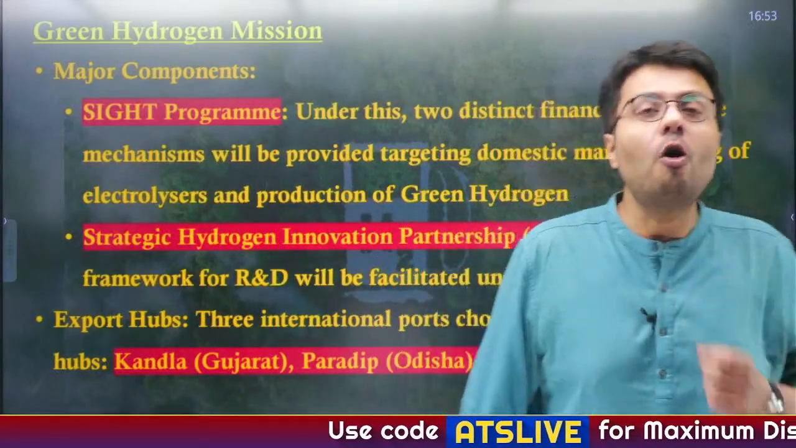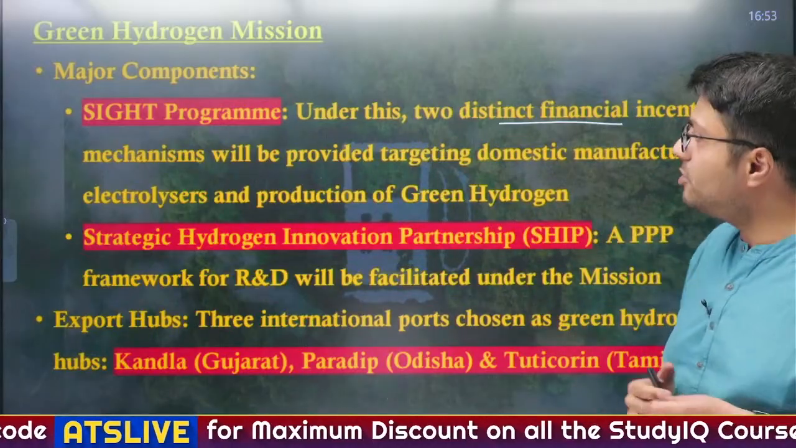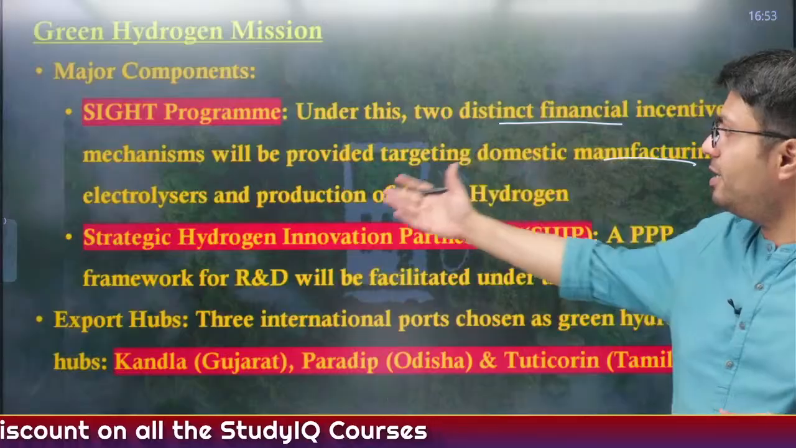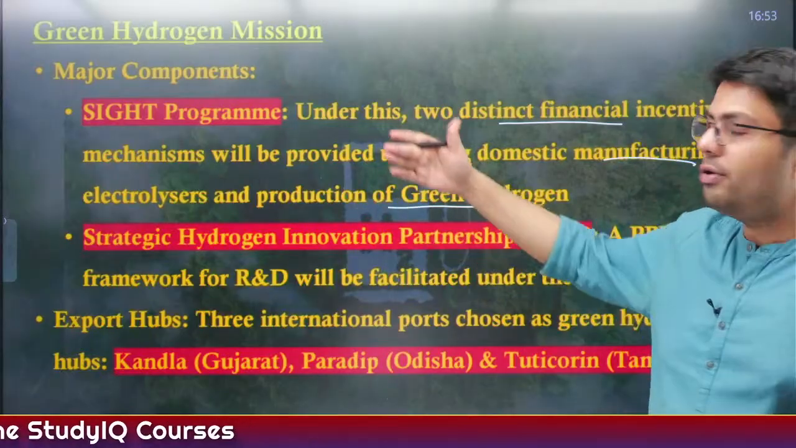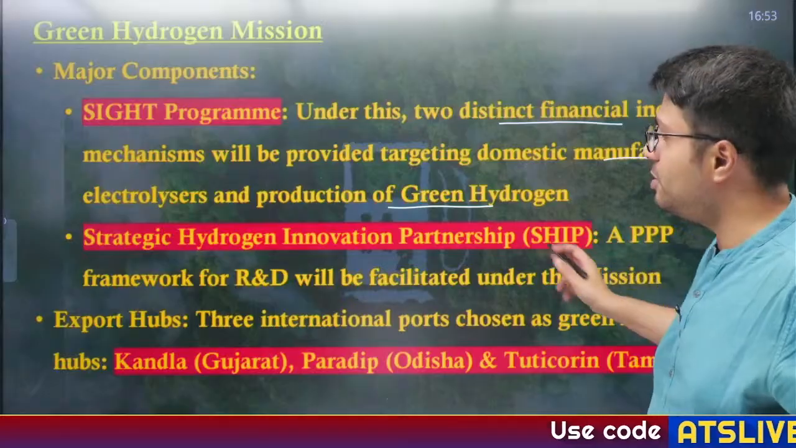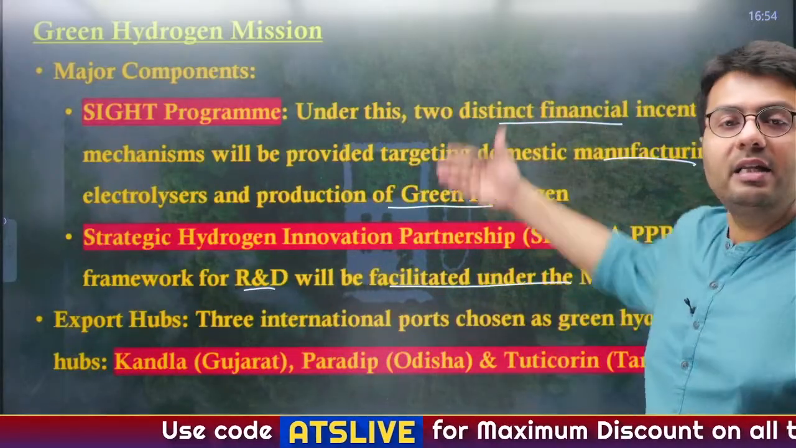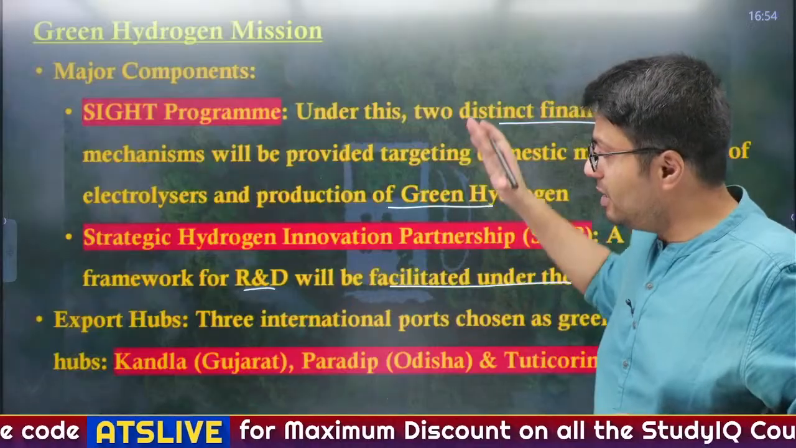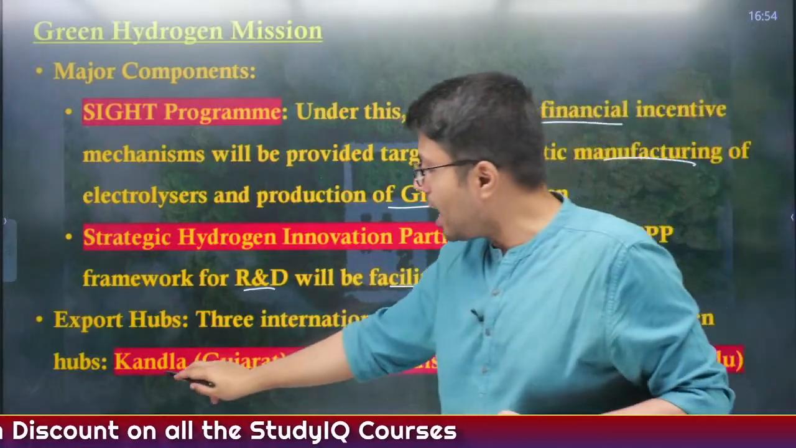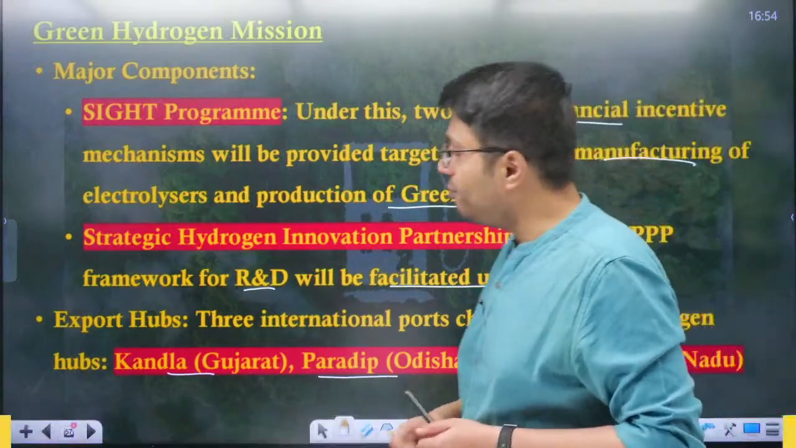Now, let's see the major components of the green hydrogen mission. First is the SIGHT program. Under this, two distinct financial incentive mechanisms will be provided targeting domestic manufacturing of electrolyzers and production of green hydrogen, whereas the second one is SHIP, the Strategic Hydrogen Innovation Partnership, which is a public private partnership for R&D to facilitate the manufacturing of green hydrogen. And this scheme wants to develop 3 export hubs of green hydrogen in India, located in Kandla in Gujarat, Paradeep in Odisha, and Tuticorin in the state of Tamil Nadu.